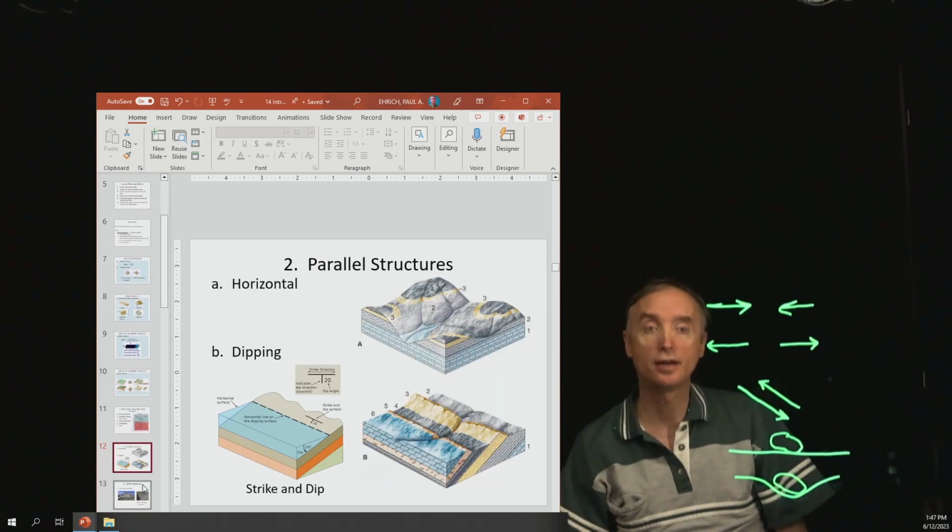All right, let's take a break, and when we come back, we're going to talk about the different kinds of structures that stresses and strains produce.